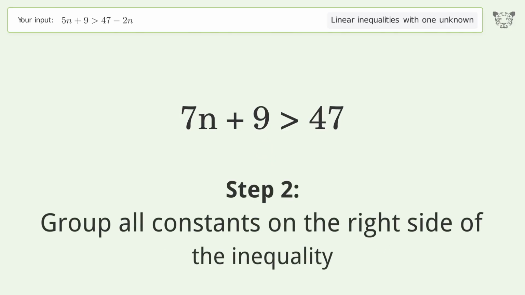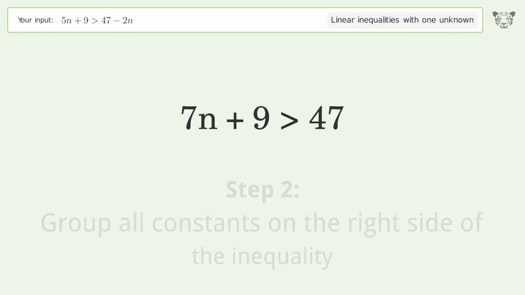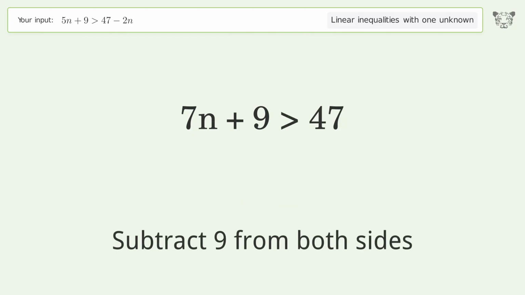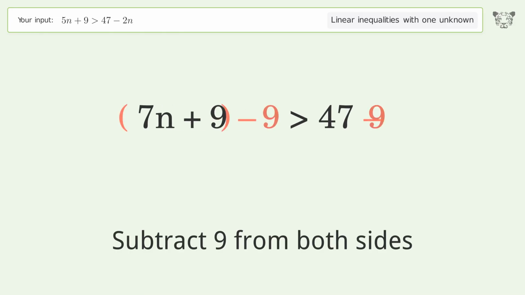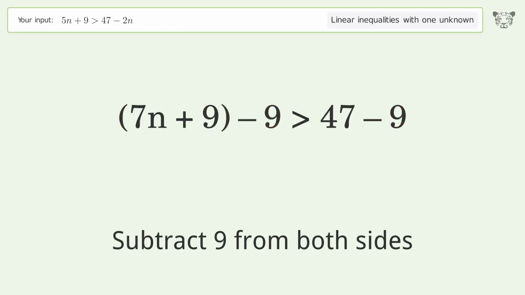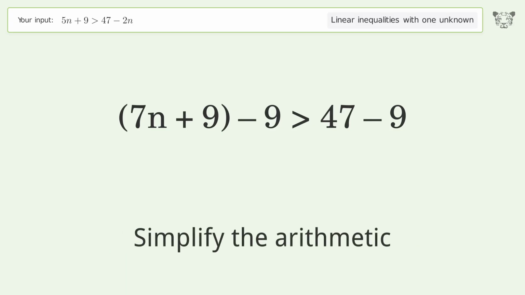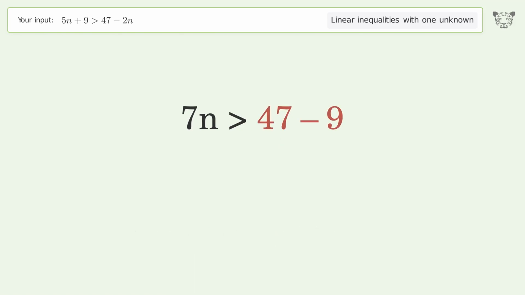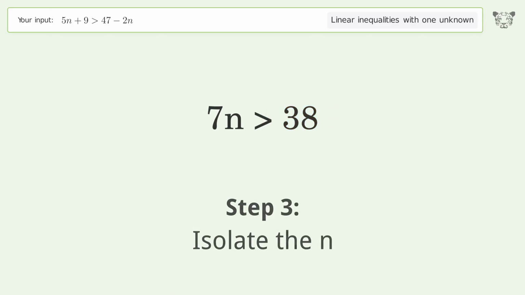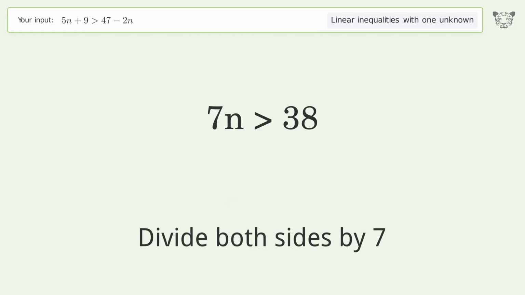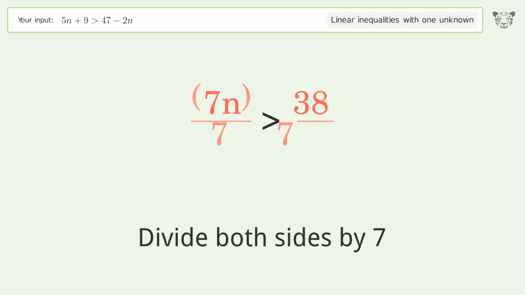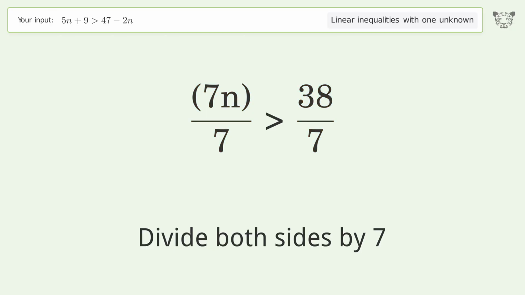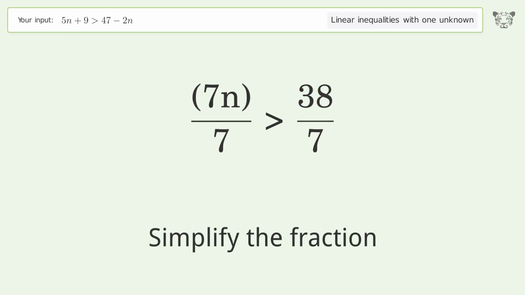Group all constants on the right side of the inequality. Subtract 9 from both sides. Simplify the arithmetic. Isolate the n. Divide both sides by 7. Simplify the fraction.